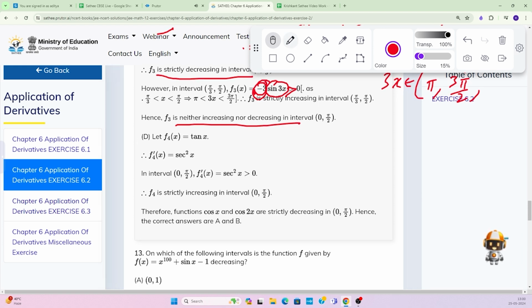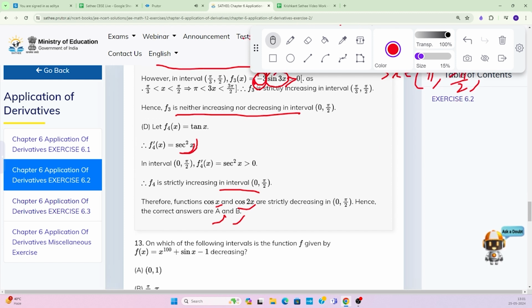Now the fourth part is tan. The derivative of tan is sec square. You all know sec square will always be positive. In the 0 to pi by 2 interval, this will give you positive output, so this means it is increasing. But the question was to find the strictly decreasing function in the open interval 0 to pi by 2. So we got only option A and option B, which are cos x and cos 2x. Clear? I hope it is clear to you.